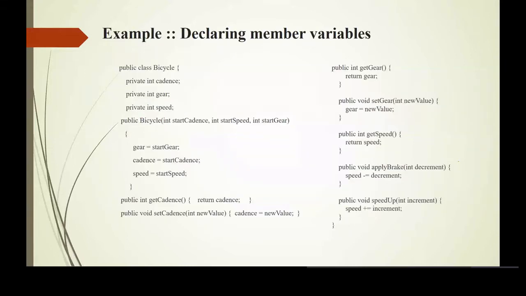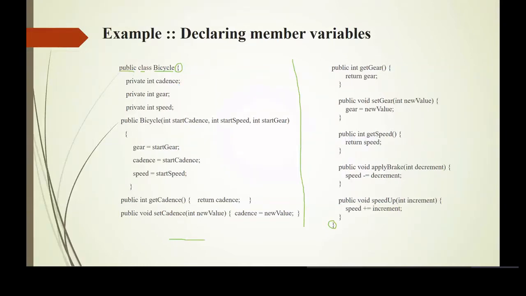This is an example, the bicycle example. We have a class called bicycle. This is the name of the class, and the class is public. This is the start of the class, and this is the end of the class, right here in the second section. This is the start and the end of the class.